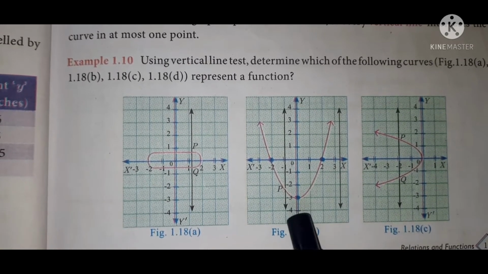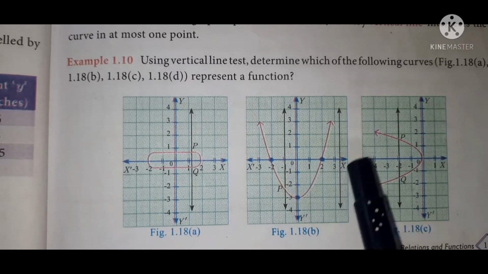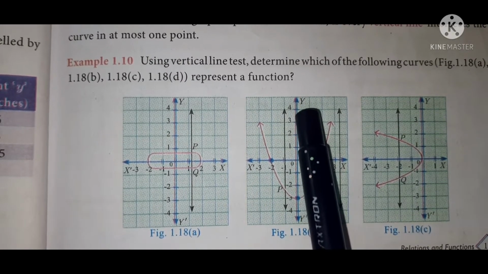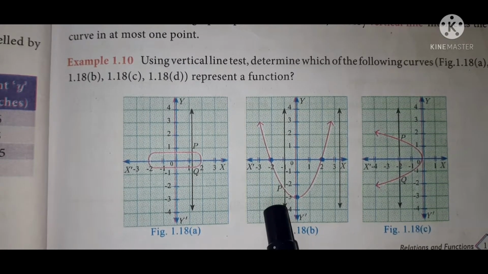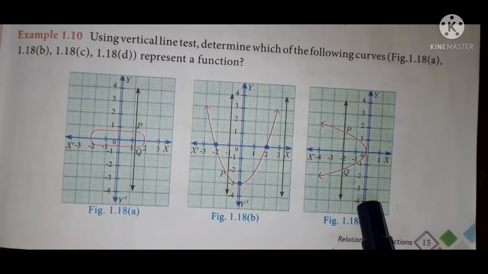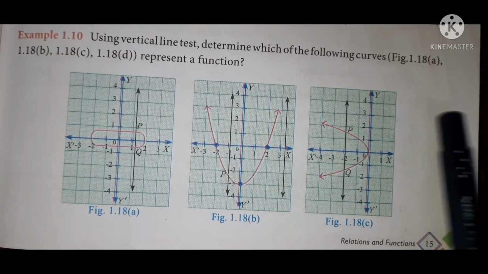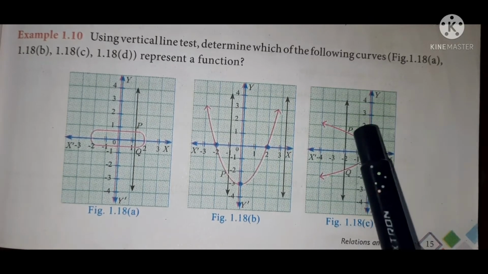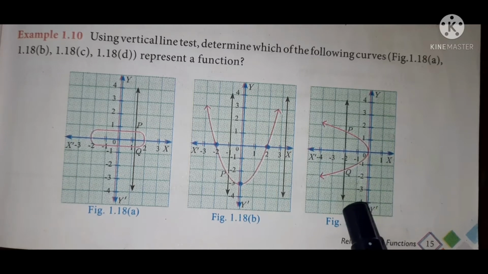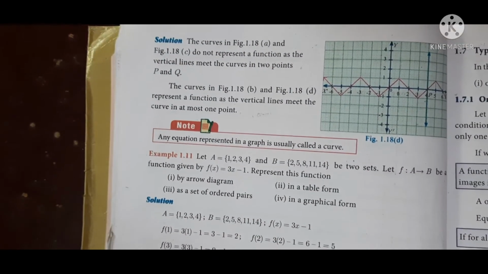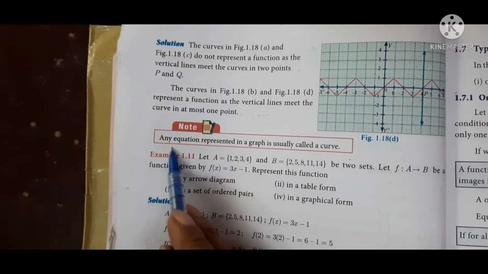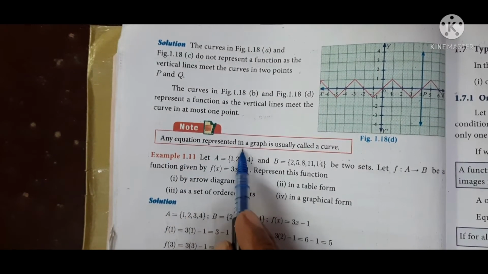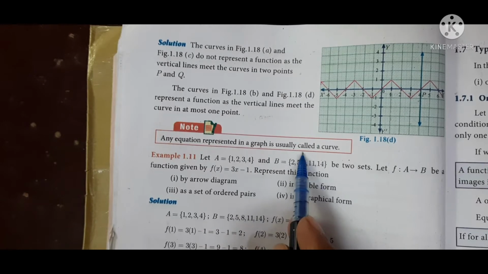Here, a curve is drawn. A vertical line is drawn through the curve. It meets only one point. It is a function. Here, a curve is drawn. A vertical line is drawn through the curve. It meets P and Q, 2 points. It is also not a function. Any equation represented in a graph is usually called a curve.